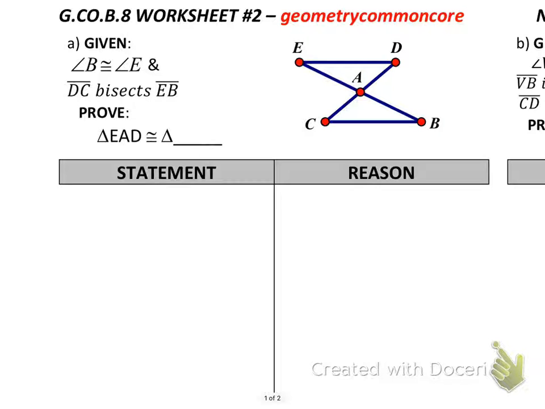So we're going to have to do a little bit more work with these, and I'm going to introduce this idea of how to handle something when it says like DC bisects EB, or something is a midpoint, or something is perpendicular. So you always kind of handle these in a similar way, not the same way, but in a similar way. All right, so let's go ahead and get started with this one.